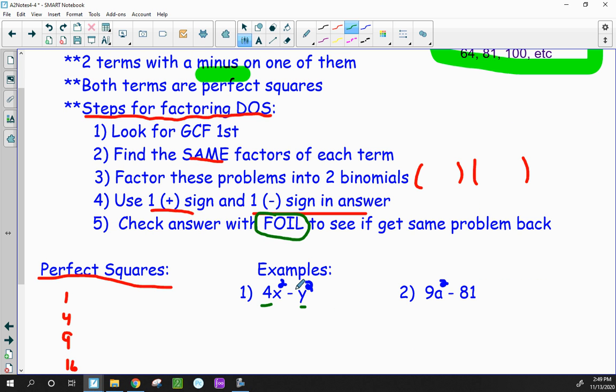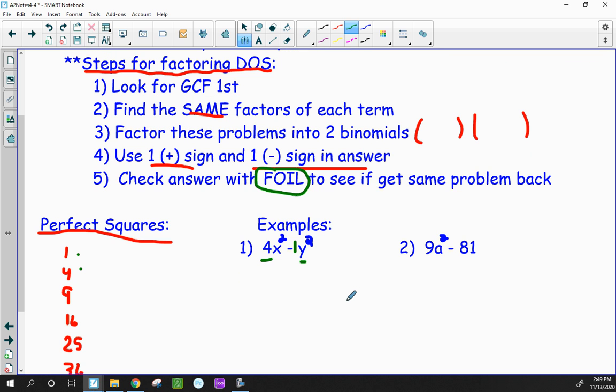Also look at the numbers. I have a 4 and I have a 1 right here. Well, 1 and 4 are both over here in this list. So that is a classic example of a DOS problem. The first thing you do is look for a GCF. Is there a number that goes into 1 and 4 other than 1? Well, no, 1's the biggest.